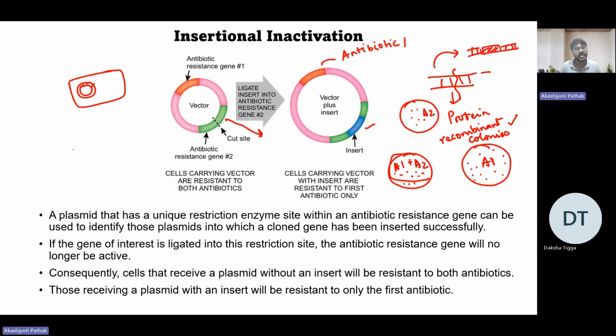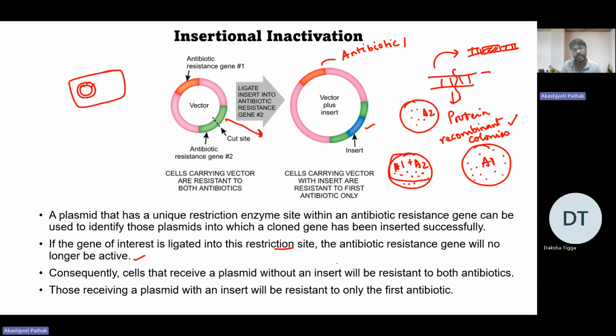So that is what has been explained here as well. The plasmid that has a unique restriction site within an antibiotic resistant gene can be used to identify those plasmids into which a cloned gene has been inserted successfully. So if the gene of interest has been ligated into this restriction site, the antibiotic resistance gene will no longer be active, isn't it? It will no longer be active, and consequently, the cells that receive a plasmid without an insert.